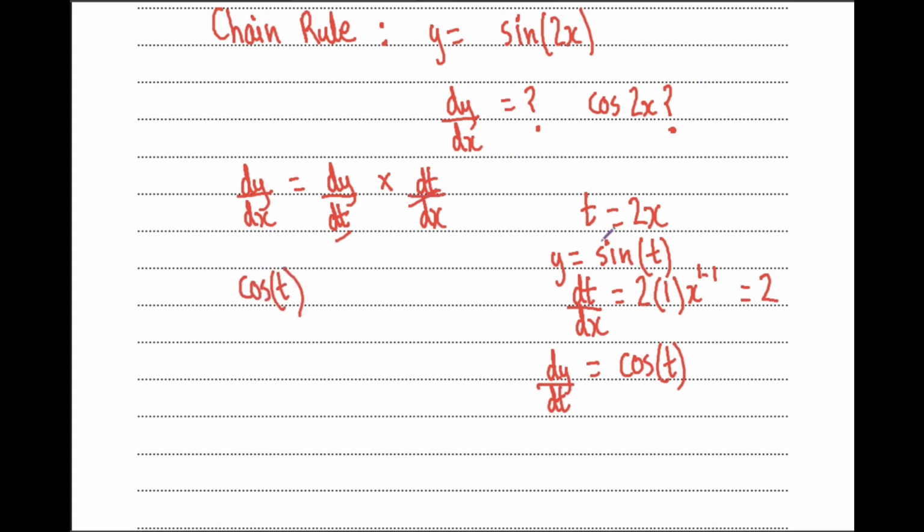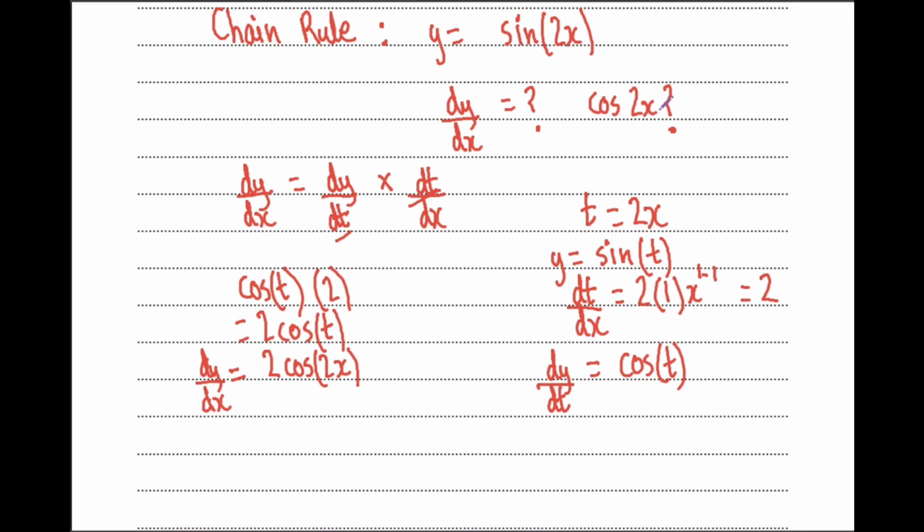Times dt by dx, which we found over here is equal to 2. So multiply that by 2, and you're left with 2 times cosine of t. But you have to remember, you can't write it in terms of t because we're asking dy by dx. You need it in terms of x. But we know what t is. T is equal to 2x. So now we just put it back in, and you're left with 2 cosine of 2x. And that's it. Dy by dx is equal to 2 cosine 2x.